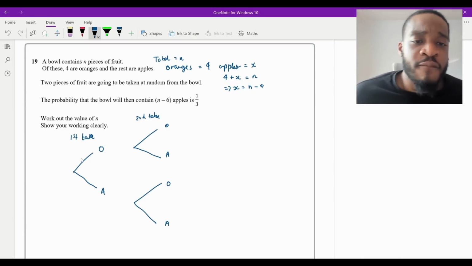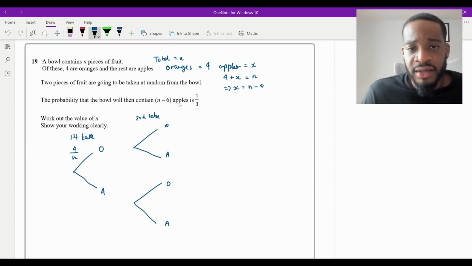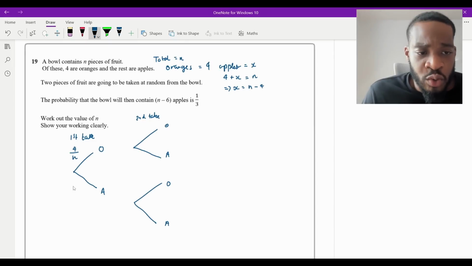Well, what would the probability of me taking an orange on my first go be? Well, how many oranges are there? There are 4. What is it out of? It's out of n. That's fine. What would be the probability of me getting an apple? Well, it'd be n take away 4 over n.